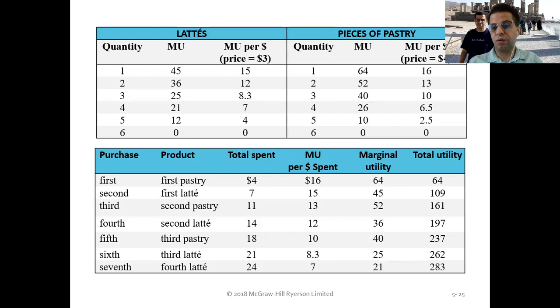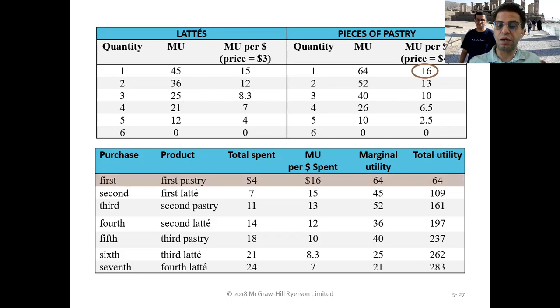Now let's assume here that the prices are not similar. Here the price of a latte is $3 and the price of a pastry is $4. We're still going to look at MU per dollar. What are the marginal utilities giving per dollar? That's how we select. So as we said, it's a $3 latte and a $4 pastry.